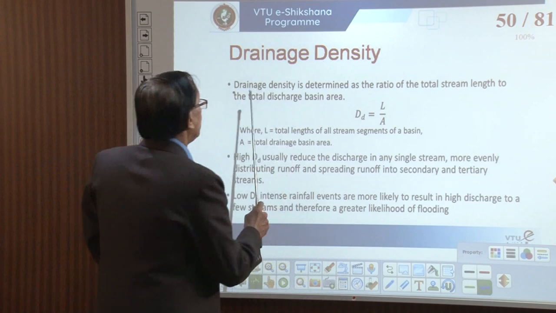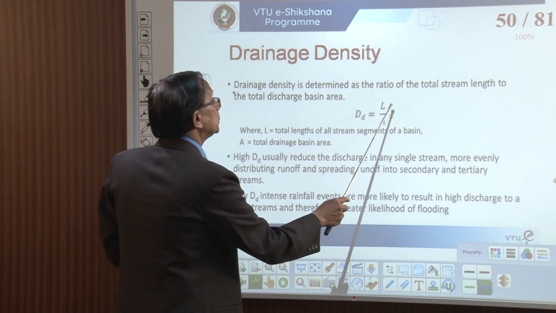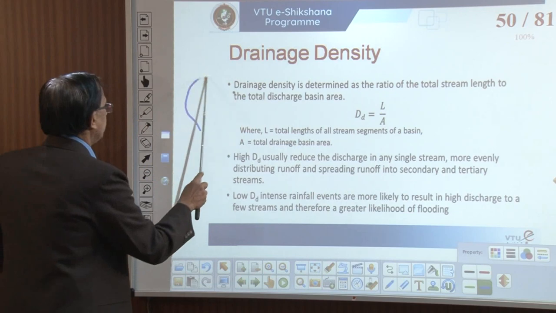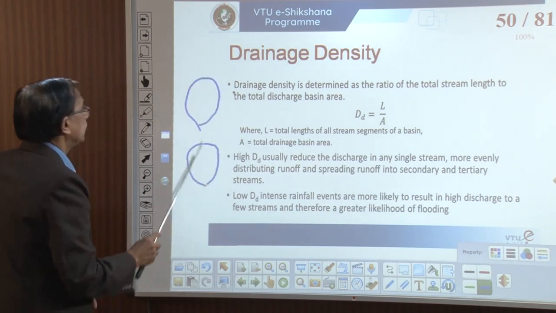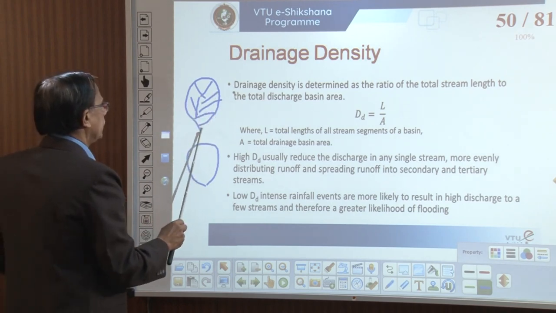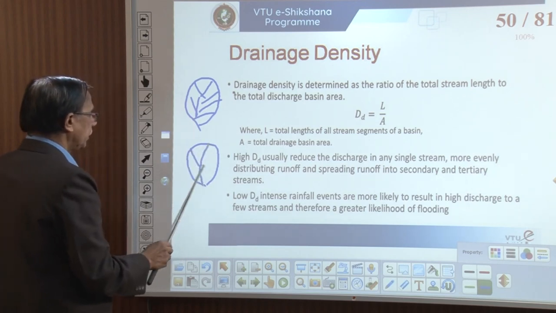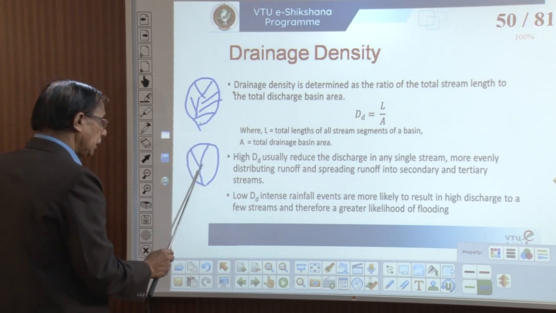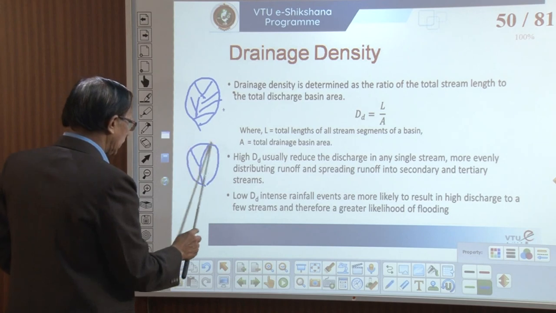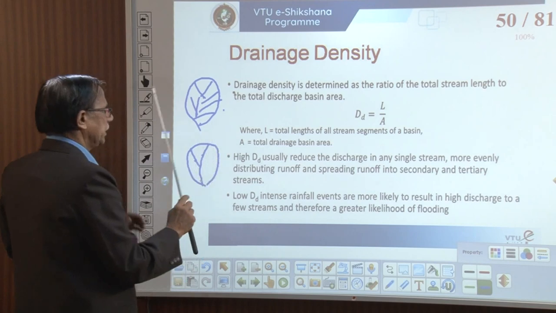What does it mean? Drainage density is determined as the ratio of the total stream length to the drainage area. Suppose this is a basin, and this is another basin. The total length of all the streams together may be high for the same area. Here there are only a few drainages, so the total length of all the streams is less. The area is the same, but the total length is more, giving higher drainage density. Where total drainage area is the same but total stream length is less, there is low drainage density.